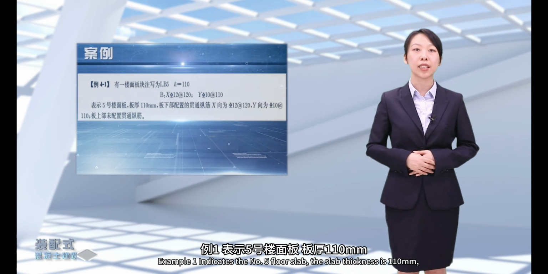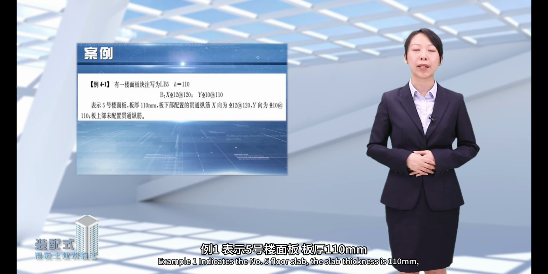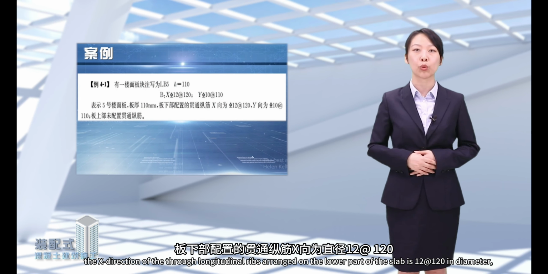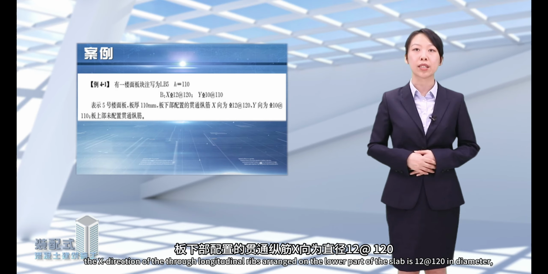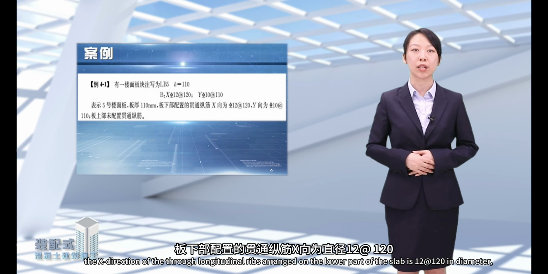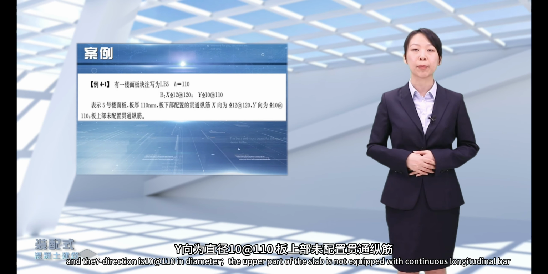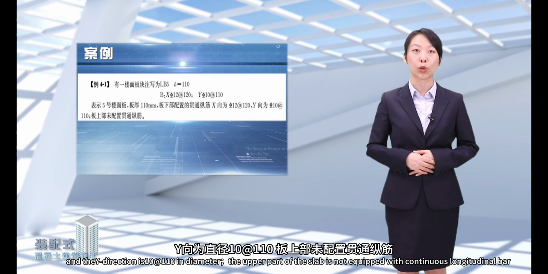Example 1 indicates the No. 5 floor slab. The slab thickness is 110. The X direction of the through longitudinal ribs arranged on the lower part of the slab is diameter 12 at 120, and the Y direction is diameter 10 at 110. The upper part of the slab is not equipped with through longitudinal bars.